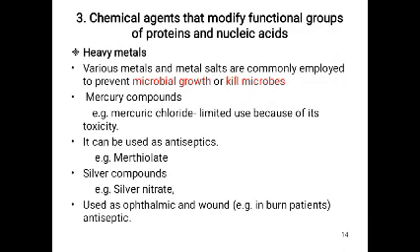Chemical agents that modify functional groups of both proteins and nucleic acids. Heavy metals: various metals and metal salts are commonly employed to prevent microbial growth or kill microbes. Mercury compounds, for example mercuric chloride, have limited use because of toxicity. They can be used as antiseptics, for example, merthiolate. Silver compounds, for example silver nitrate, are used as ophthalmic and wound antiseptics, for example in burn patients.